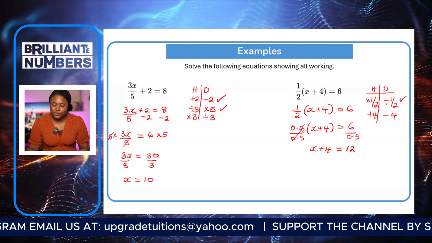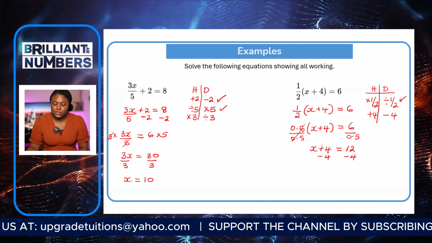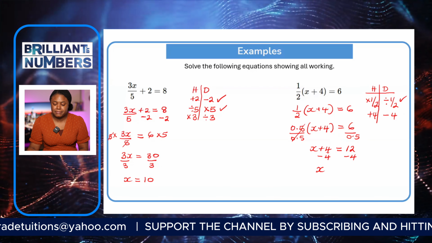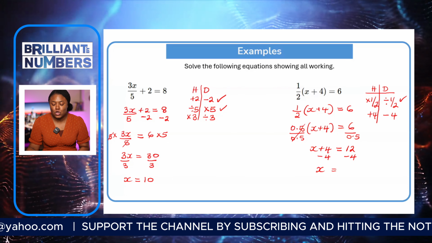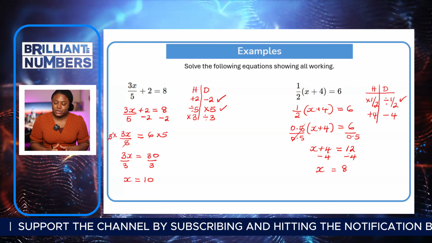the opposite of that, which is minus 4 from both sides. So here we go. This cancels to be just x here. Since minus 4 plus 4 is 0, we've got just x left, and then 12 minus 4 is 8. So x actually is 8.